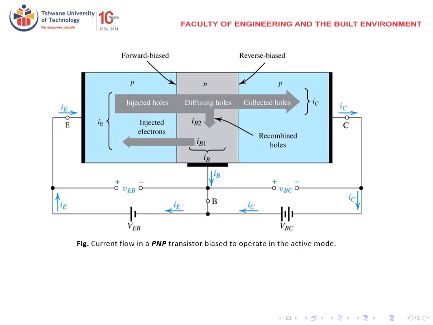Then here we have a PNP transistor, so it's the opposite of that, whereby holes are injected into the base. Most of the holes will be collected in the collector region, while only a few holes will be diffused through the base.